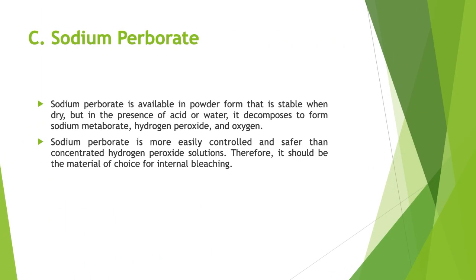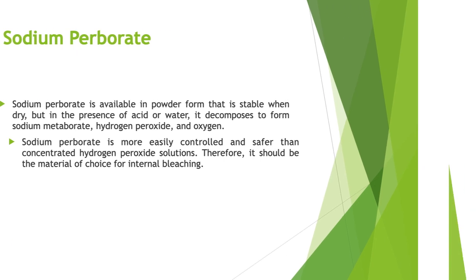Sodium perborate is usually available in the form of powder that can be mixed with acid or with water. Then it will decompose to produce sodium metaperborate, hydrogen peroxide, and oxygen. As we mentioned earlier, it is used for internal bleaching because it's safe and it can be easily controlled, and the reaction occurs slowly and gradually, releasing low levels of hydrogen peroxide over a long period of time.